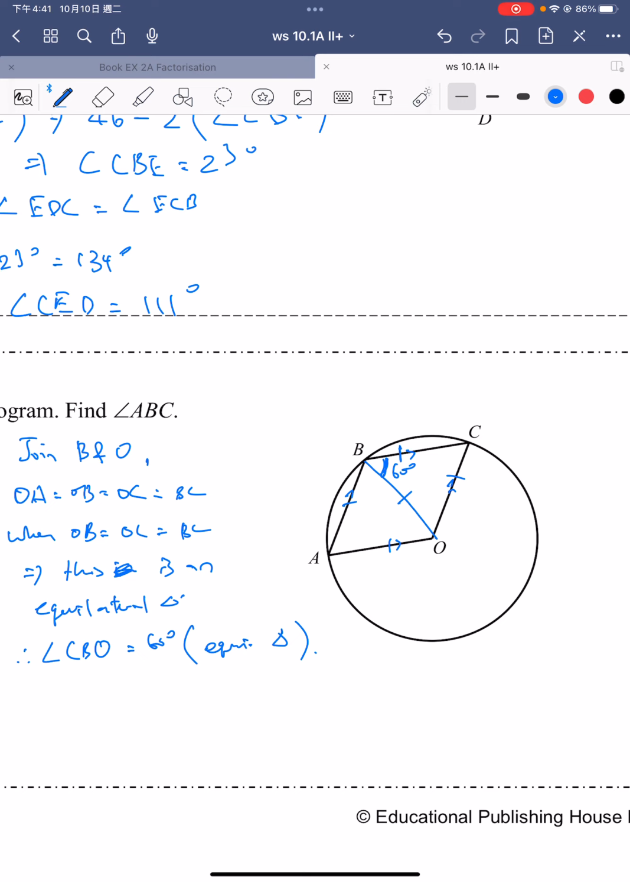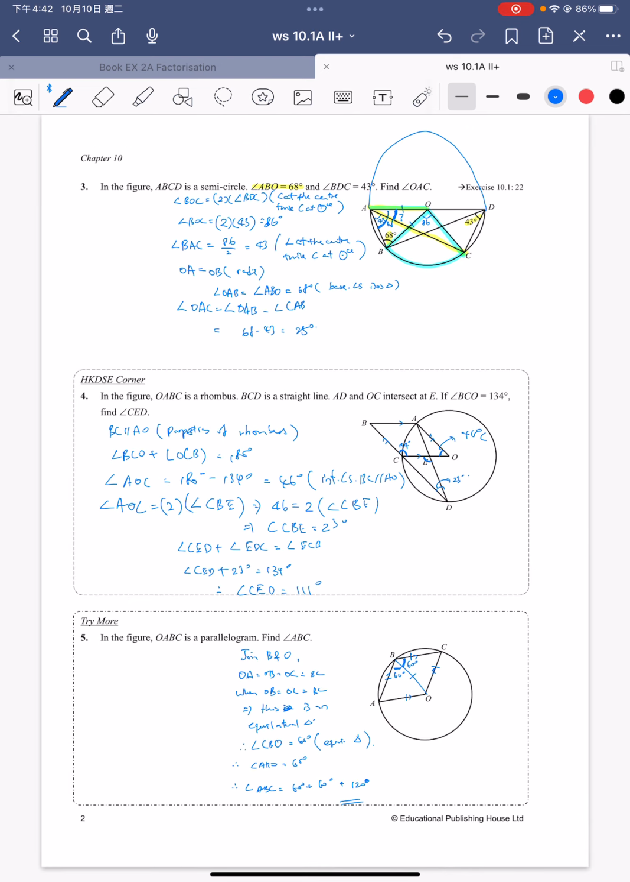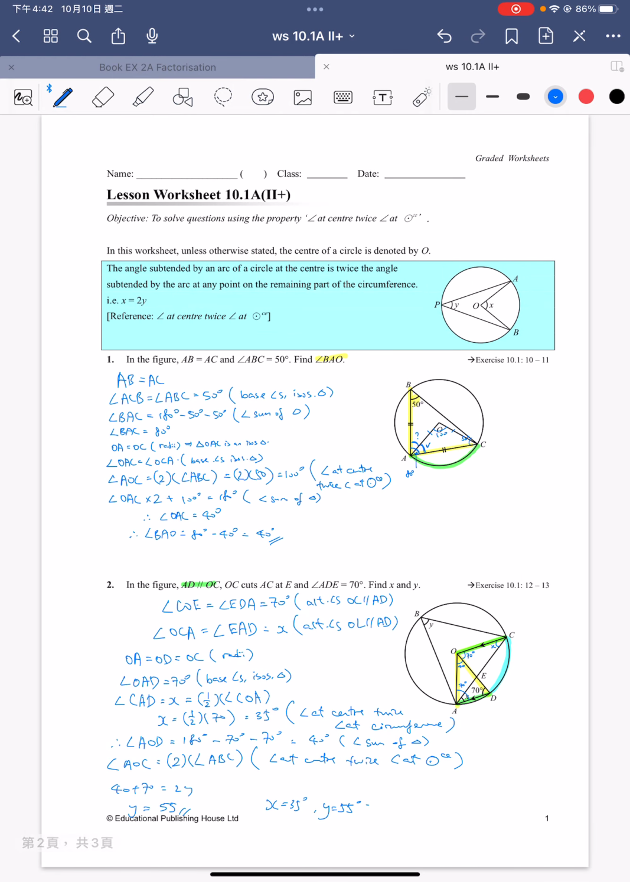Then how do you find the angle ABC? When you find the angle ABC, I need to find out the value here. If you still remember, in a parallelogram, the angles nearby the symmetry line are going to be the same. So this is 60 degrees as well. So now we have the angle ABO is equal to 60 again. So the question is asking ABC, which is going to be 60 degrees plus 60 degrees, giving you 120 degrees. So that's it. This is the solution video for this worksheet 10.1a level 2+.